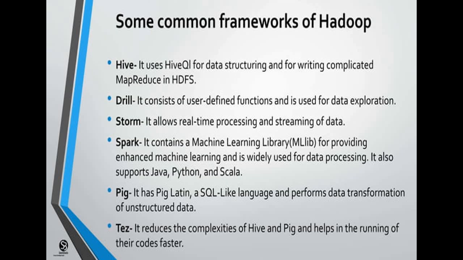Some of the common frameworks of Hadoop are Hive. It uses HiveQL for data structuring and for writing complicated MapReduce in HDFS. And Drill. It consists of user-defined functions and is used for data exploration. Storm. It allows real-time processing and streaming of data. Spark. It contains a machine learning library, MLlib, for providing enhanced machine learning and is widely used for data processing. It also supports Java, Python, and Scala. Pig. It has Pig Latin, an SQL-like language, and performs data transformation of unstructured data. Tez. It reduces the complexity of Hive and Pig and helps in running their code faster.